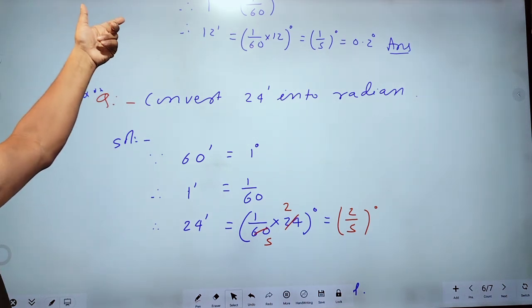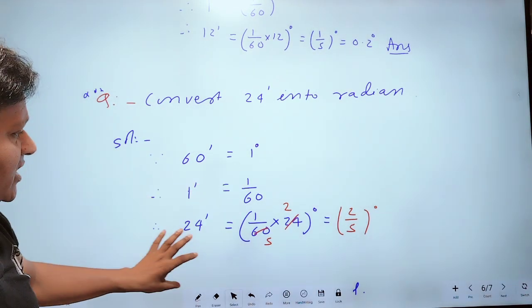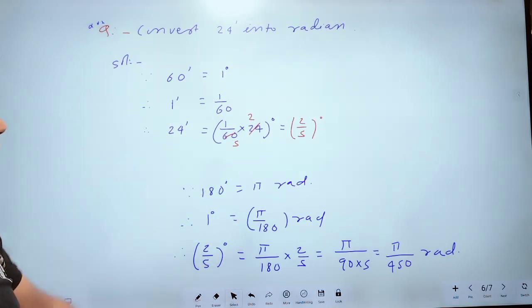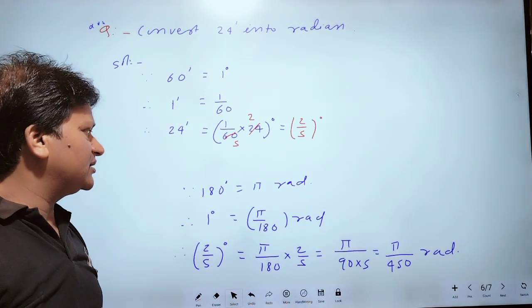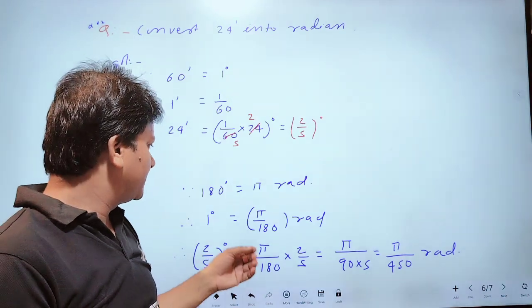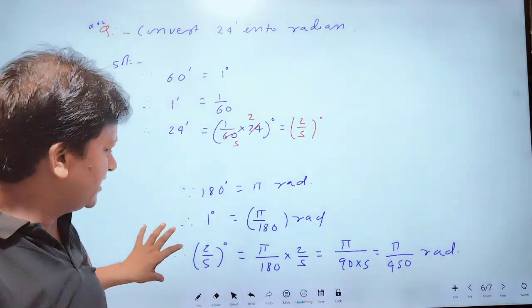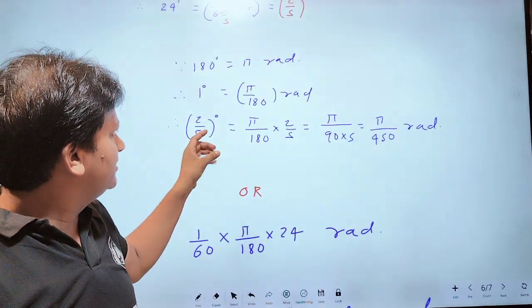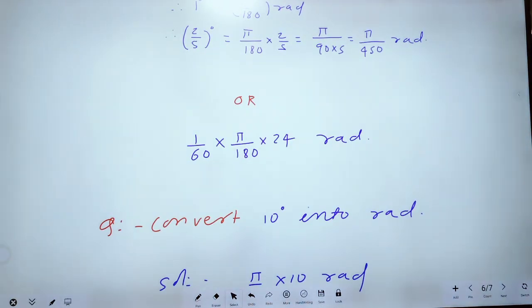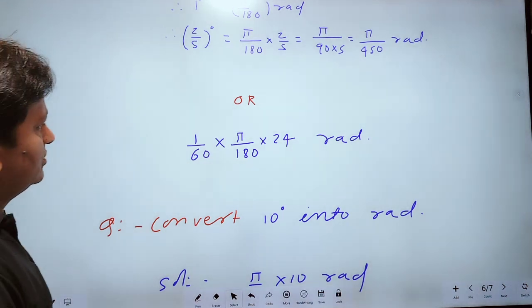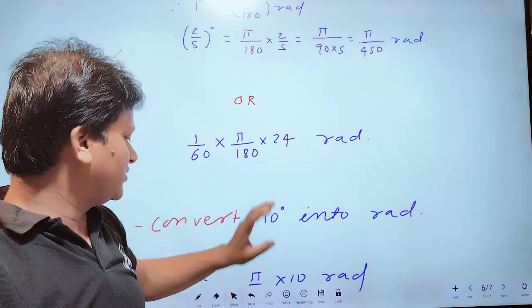As in the previous question, you can solve this question. 60 minute is equal to 1 degree. Therefore, 24 minute is equal to this degree. If you convert degree into radian, then 180 degree is equal to pi radian, 1 degree is equal to pi by 180, and 2 by 5 degree is equal to this many radian. Okay, you can solve this question by a short method. 1 upon 60 into pi by 180 into 24.